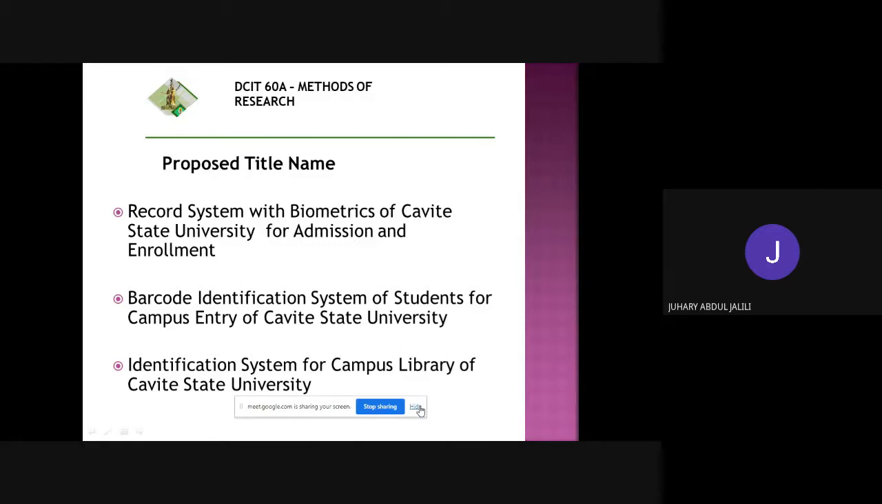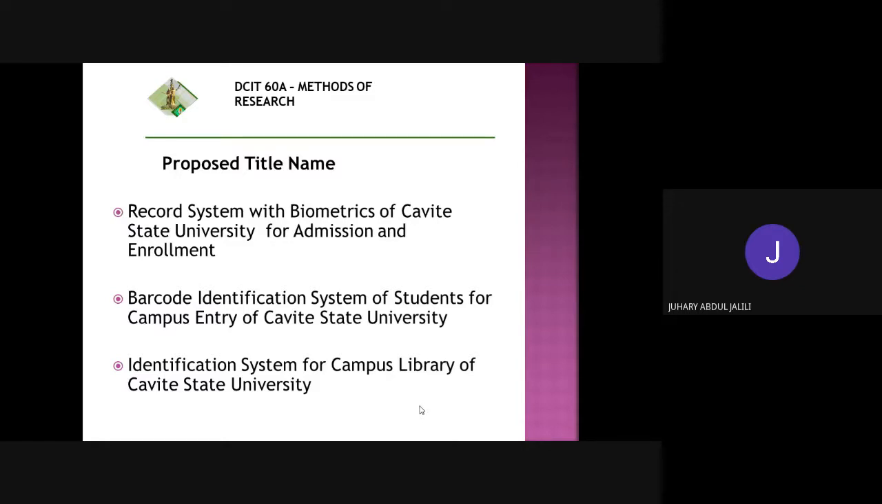So I would like to defend my first title, which would be Record System with Biometrics of Cavite State University for Admission and Enrollment. I presented this title because I know that enrollment and admission in Cavite State University takes up a lot of time, not to mention the long lines wherein students or newly enrolling students line up so that they can process step by step in order to get admitted and enrolled.